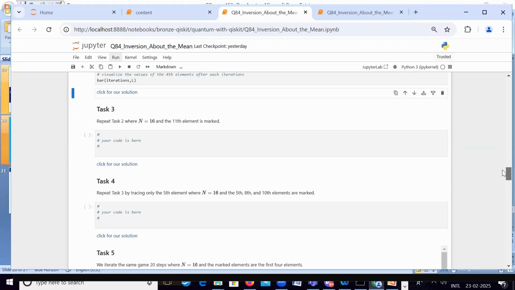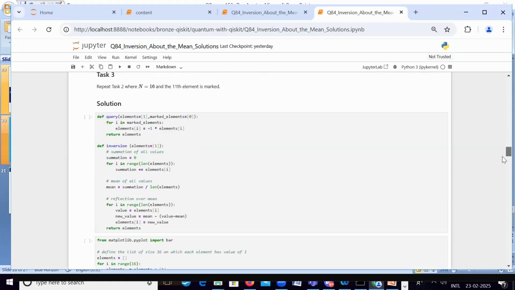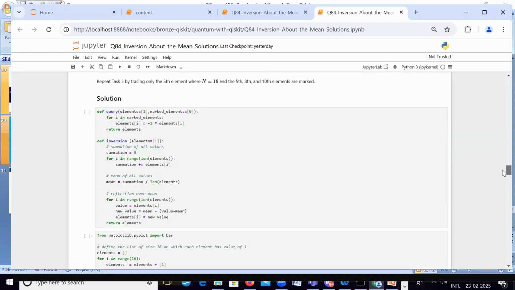Has been discussed quite nicely, so you must have seen here quite clearly. Repeat the task, n is equal to 16, and the element is marked. So here, instead of the one set of the element, it's one fixed. So in the same one, it's quite simple to understand here. This is the 4th task.